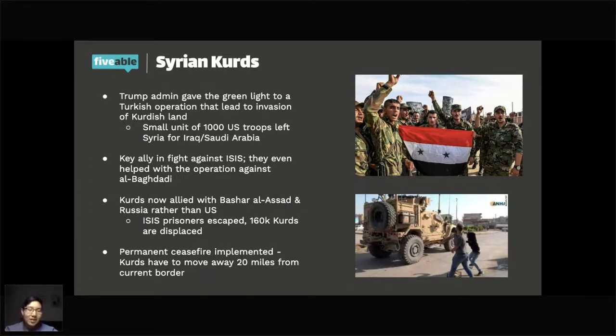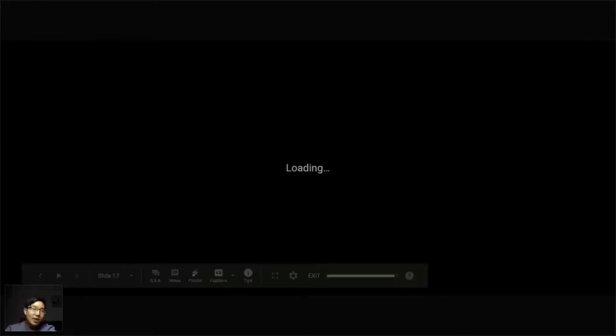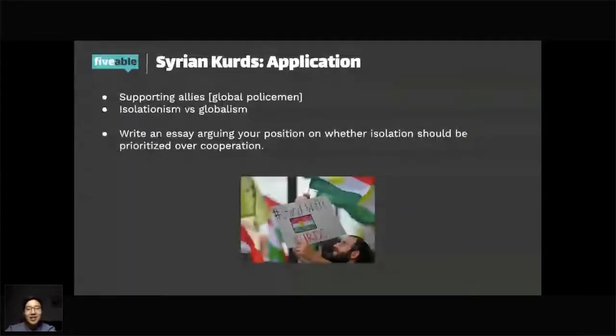Also, there's been a permanent ceasefire that's supposedly implemented, but the Kurds basically have to move 20 miles away from their current border, because Turkey is afraid that certain Kurds, or all Kurds technically, are part of the PKK, or the Kurdistan Workers' Party, which has committed some attacks against Turkey because they haven't allowed sovereignty and things like that.